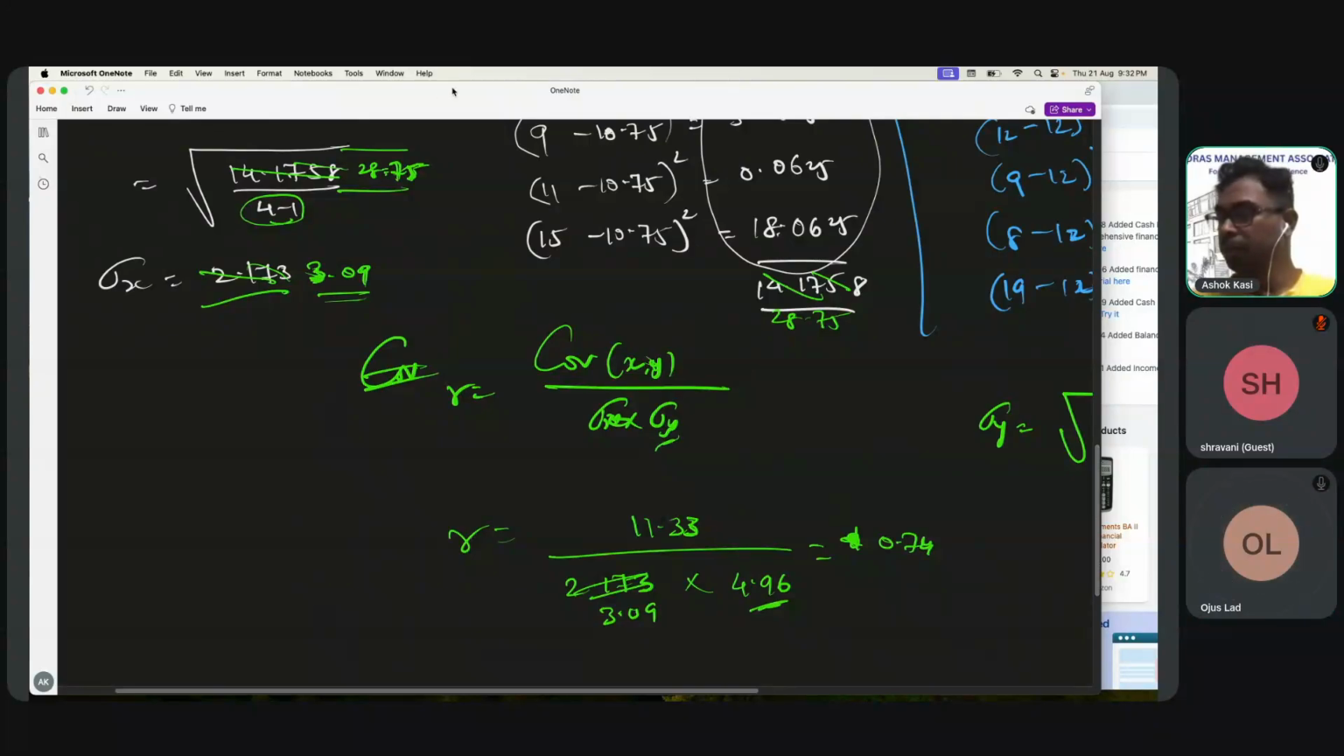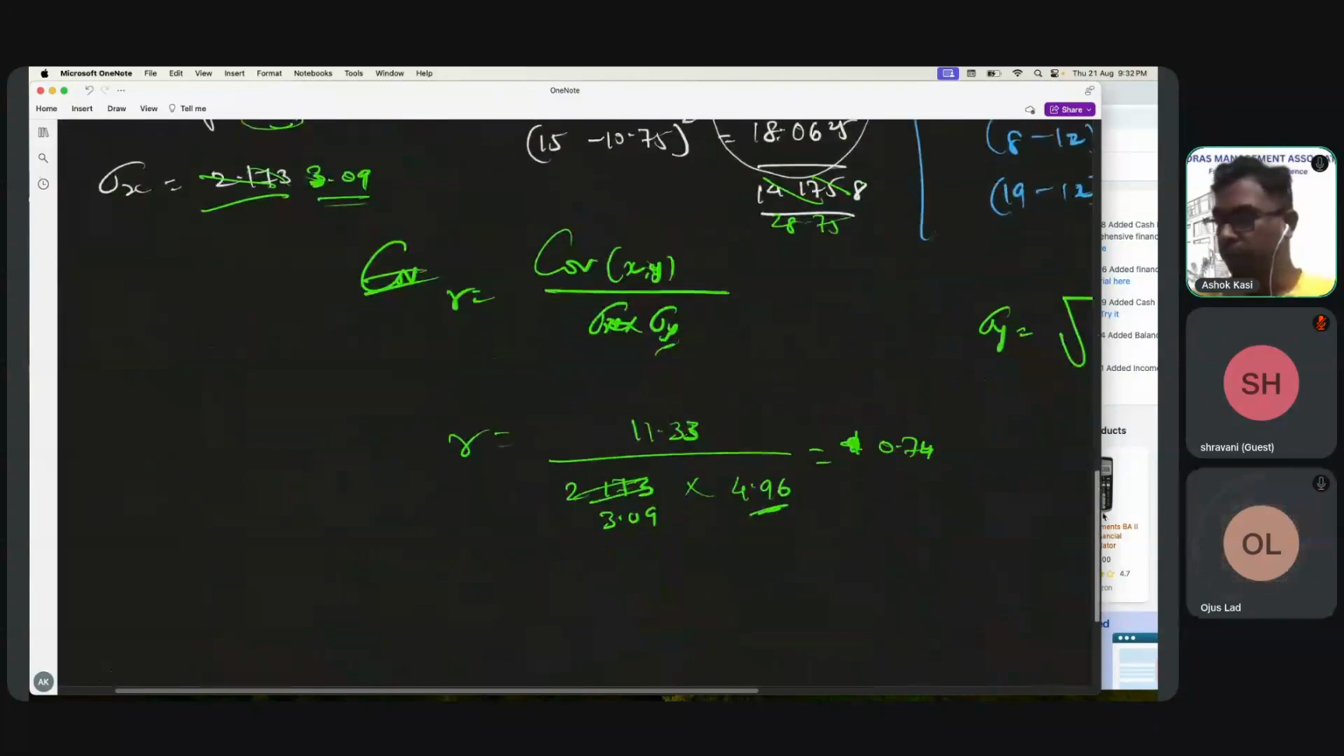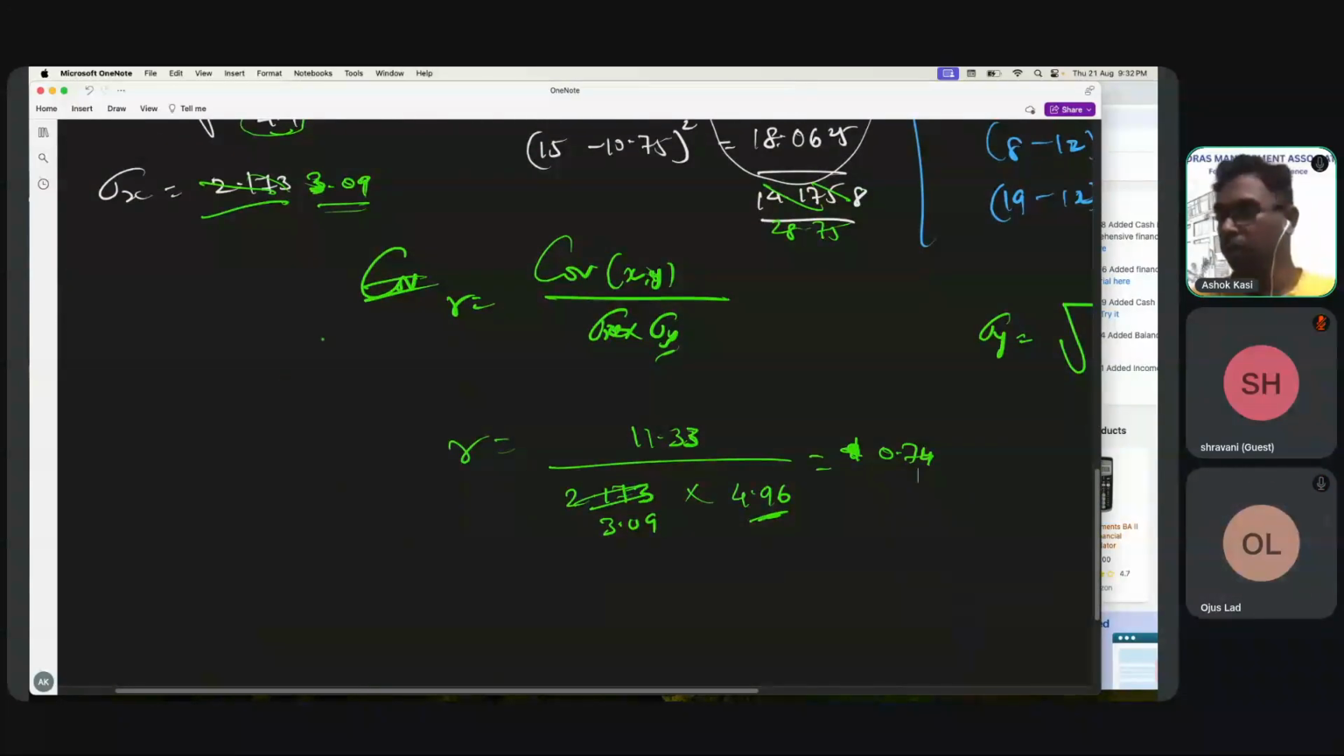Okay, +1 means whenever you are going for a movie, you are going to have popcorn, or whenever the value of x is going up, y will also go up. Okay, whenever x is going up, y will also go up. That is called, so if r is equal to +1, it is called perfectly positively correlated.